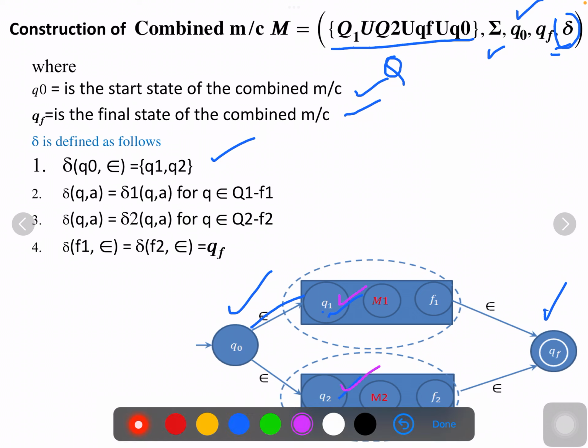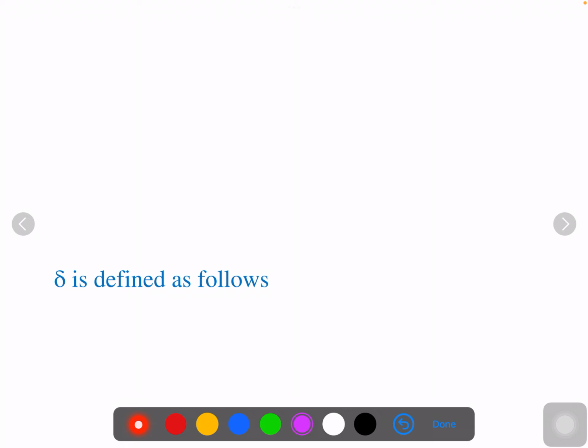Q1 and Q2. In general, delta of Q comma A may go to Q1 on A for Q1 minus F1, that means an intermediate state. Similarly Q2 comma A for Q2. So for any such transition in general, and for F1, delta of F1 comma epsilon is equal to delta of F2 comma epsilon; both will go to QF. So this is for the second one.